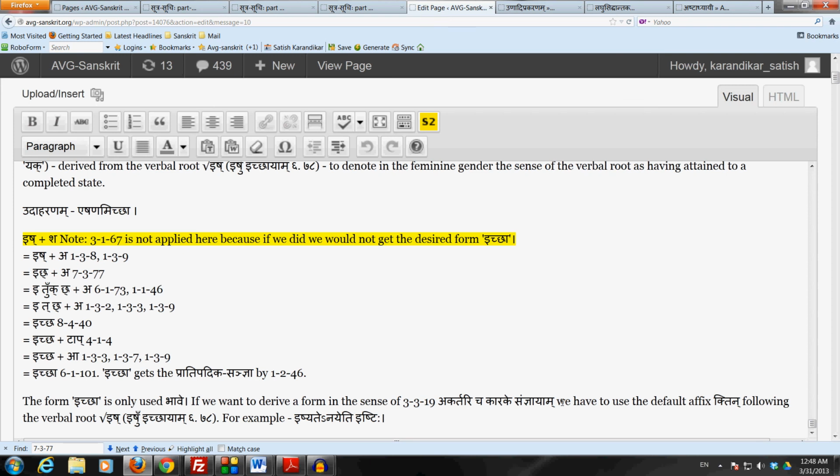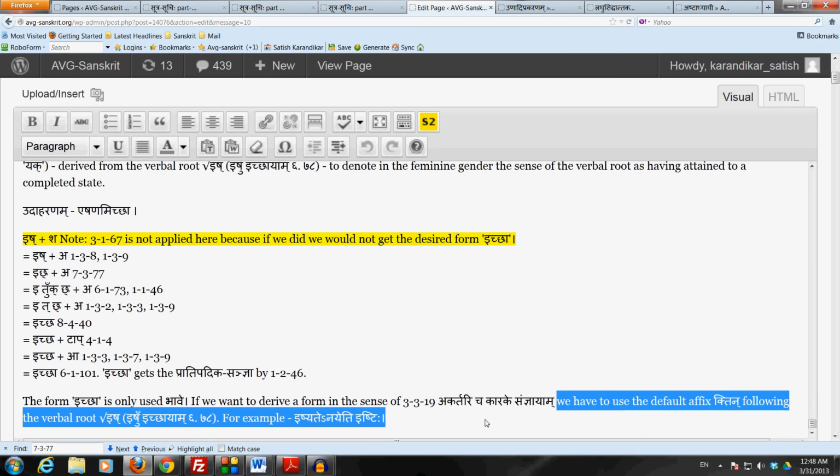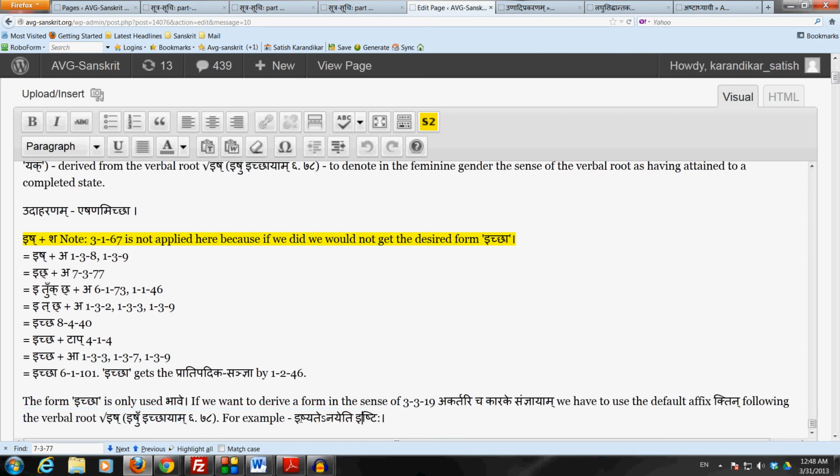We have to go back and use the default affix ktin by striyam ktin. For example, ishyate anaya iti ishtih. It's a sacrifice, that by which something is desired. So this is karane, the instrument of desiring. So here we cannot use this sutram, we have to use the affix ktin by striyam ktin.